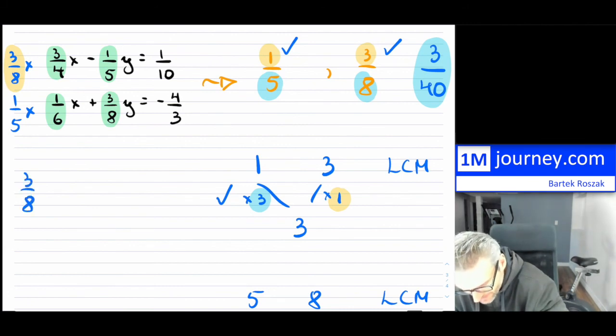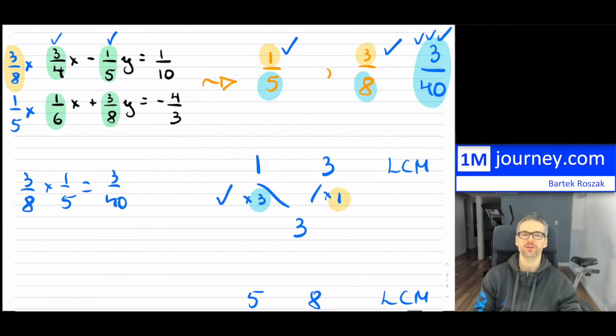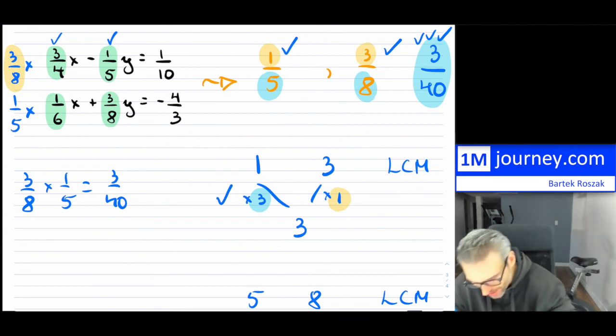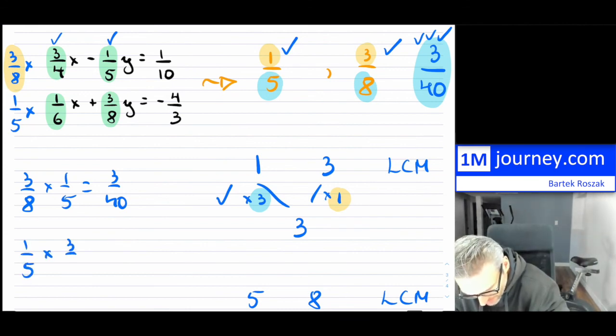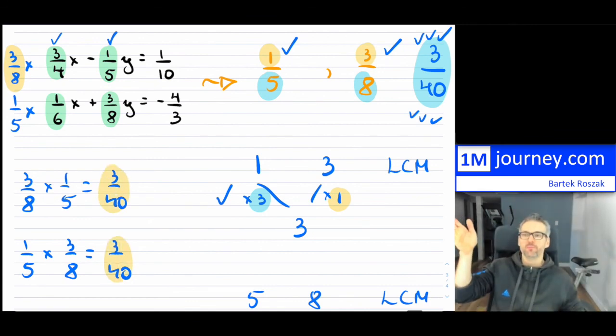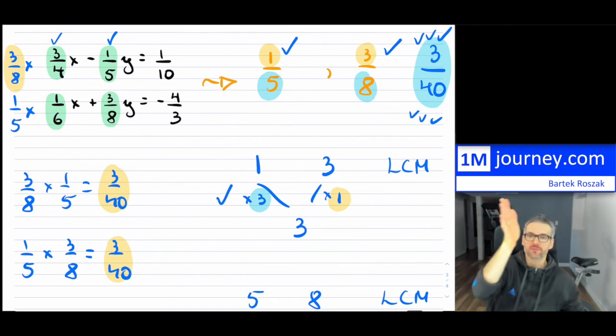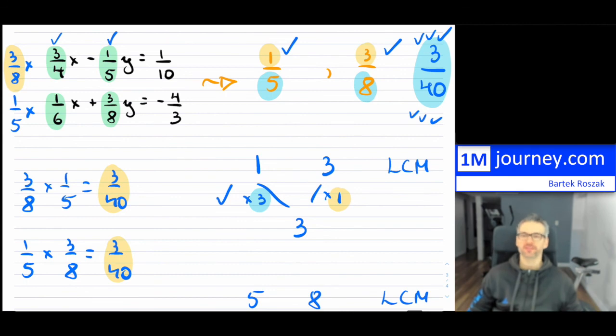If I did this, I have 3 over 8. I'm going to skip this one because I want to show you that the y's line up. So 3 over 8 times 1 over 5 is going to be 3 over 40. Lowest common denominator, 3 over 40. And then the bottom one, which is 1 over 5 times 3 over 8, is again 3 over 40, which is exactly what we wanted. Once these coefficients are the same, of course you still have to multiply 3 over 8 times 3 over 4, and then 3 over 8 times 1 over 10, and do the same thing at the bottom by multiplying the entire line by 1 over 5.